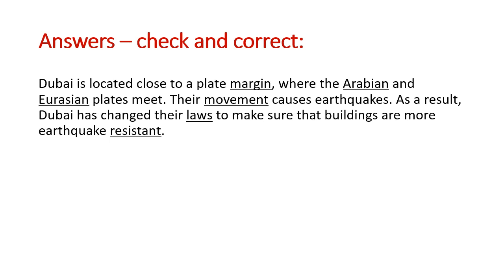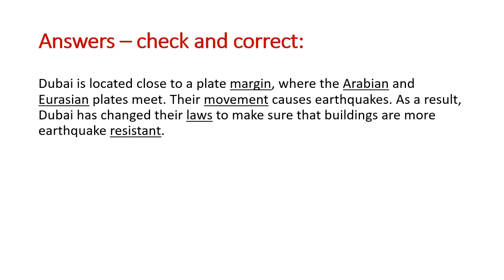Okay, so hopefully you gave that a go. Then you use those words when they came up to check what you've written and make sure that you have the right sort of words. And here are the answers to finally check what you've written. Dubai is located close to a plate margin, where the Arabian and Eurasian plates meet. Their movement causes earthquakes. As a result, Dubai has changed their laws to make sure that buildings are more earthquake resistant. Key point here is this word resistant, to resist something.